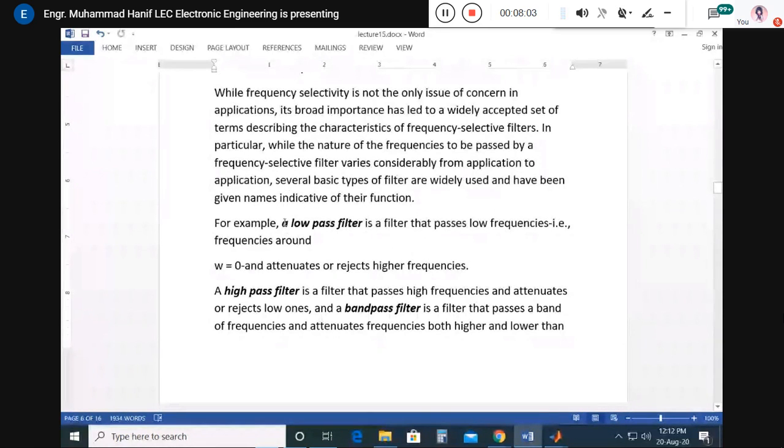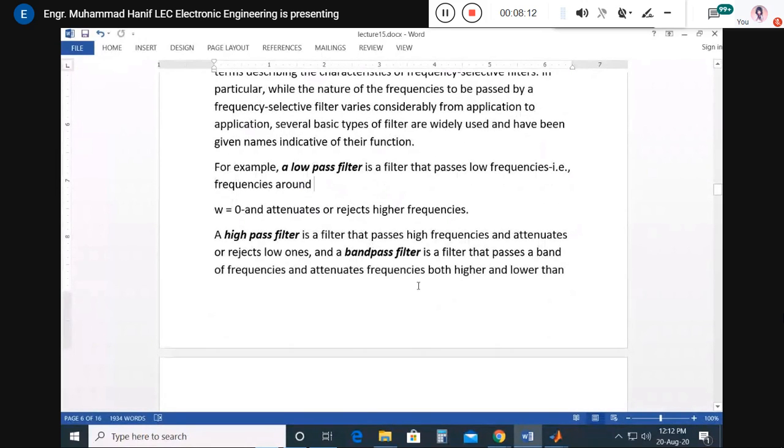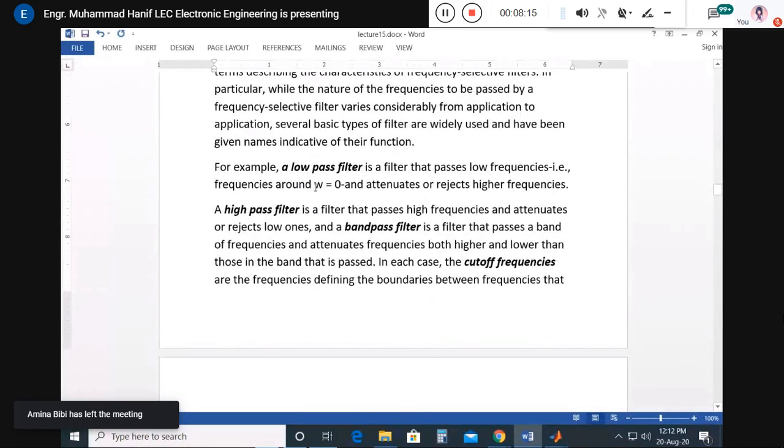For example, a low pass filter. So low pass filter means a filter that passes the low frequencies. ठीक है, low frequencies कौन सी हैं? Frequencies around zero, and attenuates or rejects higher frequencies. Similarly, a high pass filter is a filter that passes high frequencies and attenuates or rejects lower ones. Similarly, a band pass filter is a filter that passes a band of frequencies, attenuates frequencies both higher and lower than those in the band that is passed.